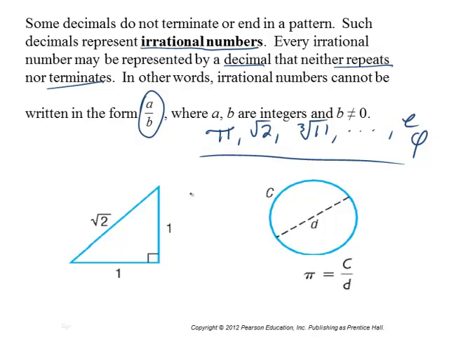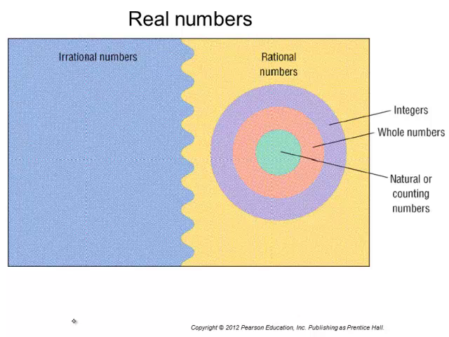So here we've got square root of 2, which could be thought of as the length of the hypotenuse for this right triangle here, or pi, which is for any circle the ratio of the circumference to the diameter. So square root of 2 and pi are examples of irrational numbers. So if you wanted to create some sort of Venn diagram for the set of real numbers, well, we could break it down starting off with our natural numbers here in the green, and then we move up to the whole numbers and then the integers.